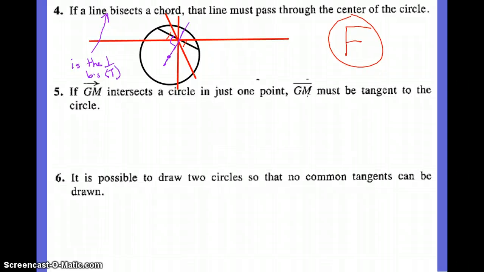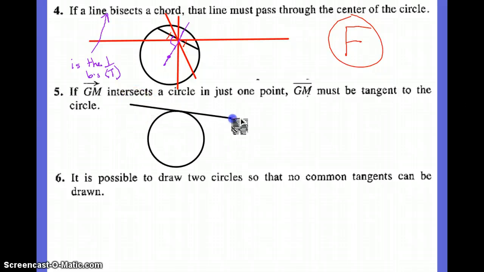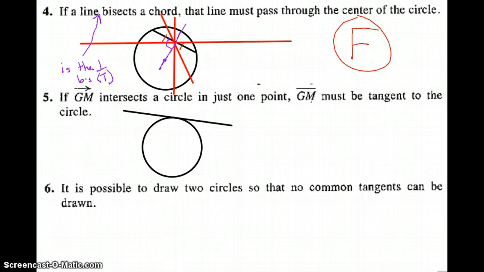All right, let's get back to making another circle. If the ray GM intersects a circle in just one point. Okay, so let's draw a ray GM that goes through the circle at one point. So something like that. Okay. Now it does not tell me where G and M have to go. G and M could kind of go anywhere. Let's try to make this wacky. Let's try to make it so that the segment GM would not be tangent to the circle.